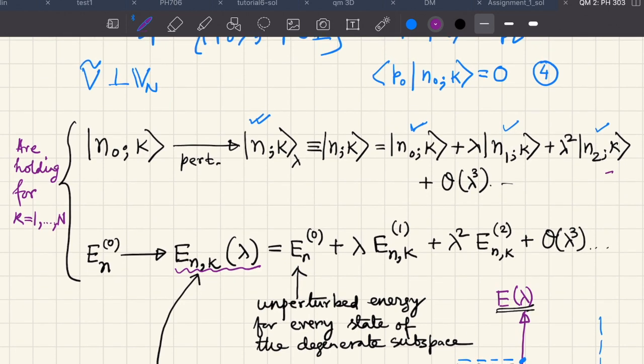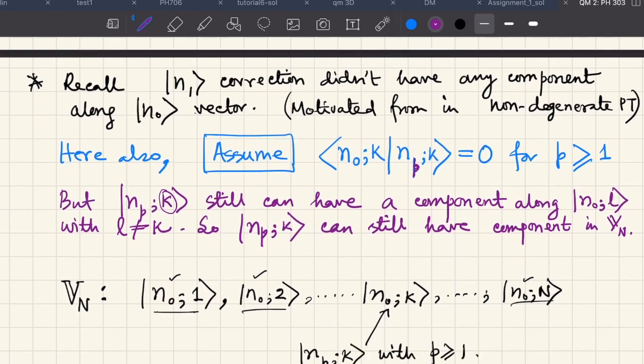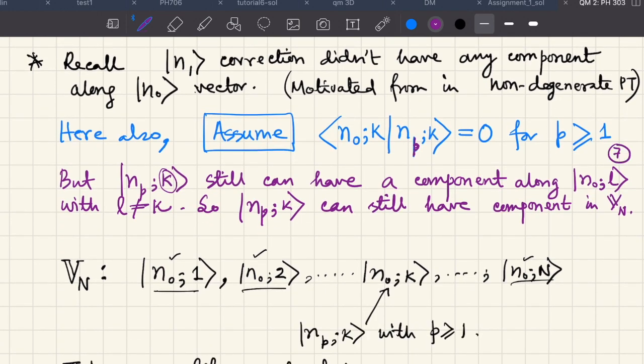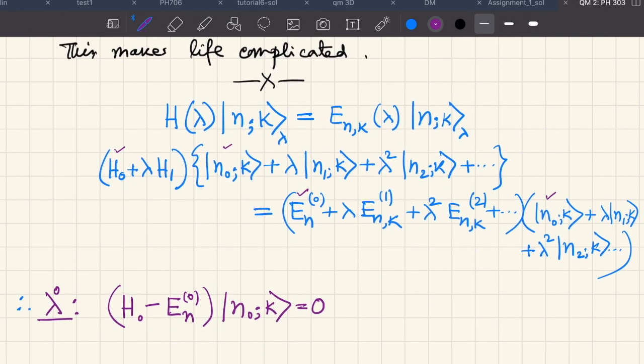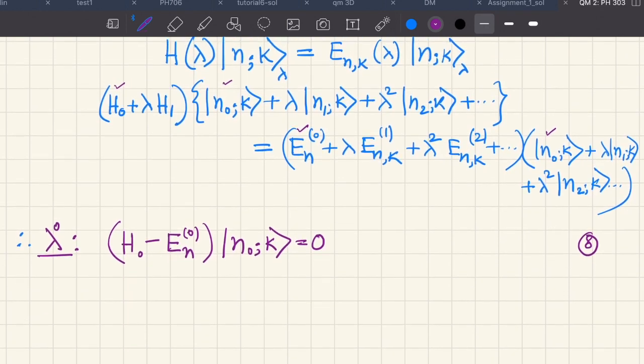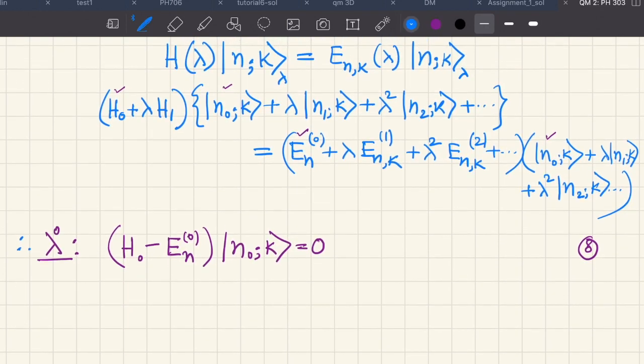Okay, 5, 6, 7, and then this is equation number 8. Now let us look at lambda to the power 1 order terms.